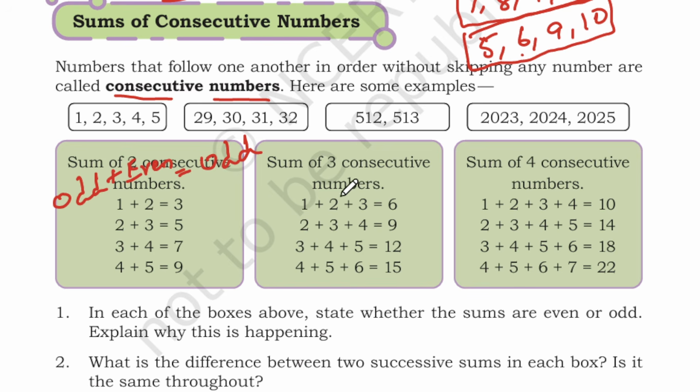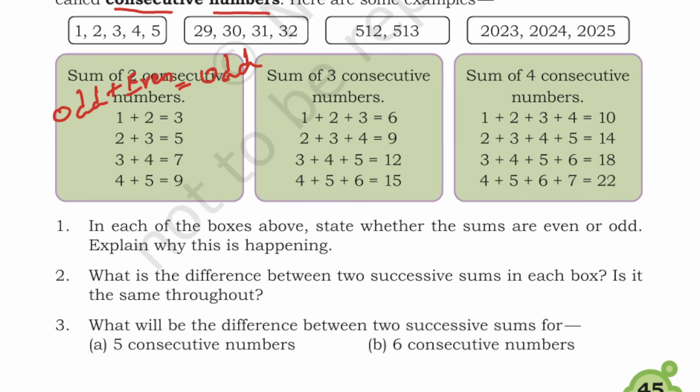Okay, and sum of three consecutive numbers. So this is sum of three consecutive numbers. So let's see what we are getting. So based on this, we have some question and answers also. So in each of the box above, state whether the sum are even or odd. Why this is happening? Let's see with an example here.